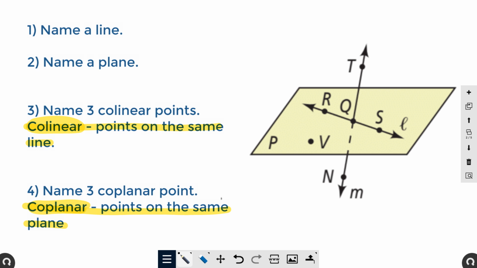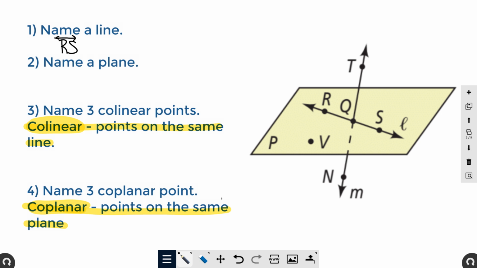RQ works, RS. You could even go backwards. You could say SQ, SR, or QR. Lots of different ways. It's still the same line. So I'm just going to say RS, and then you have to put the line over top of it. Okay? So you have to put that symbol. That way we know it's a line.